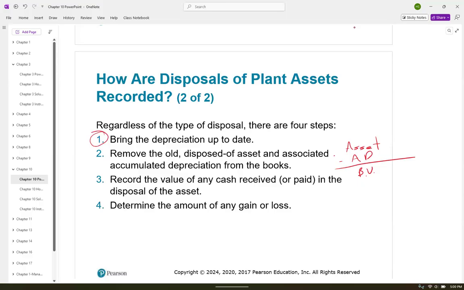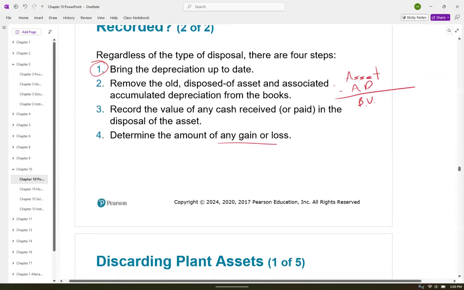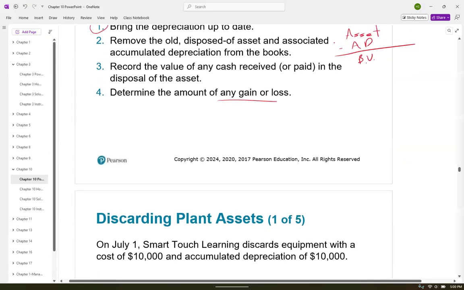We're going to record any cash that we receive from the disposal. So if we sell it, we'll get some cash. We may take a vehicle to a junkyard and sell it for scrap metal. That would be the cash that we're going to get for that. Any difference will be recorded as a gain or a loss. So we have an example here.